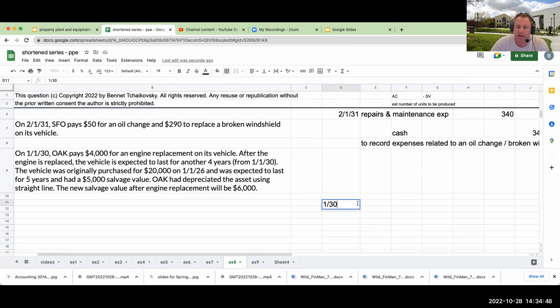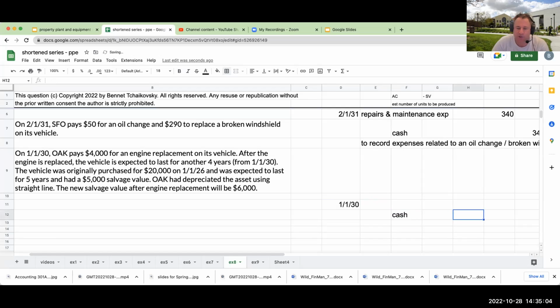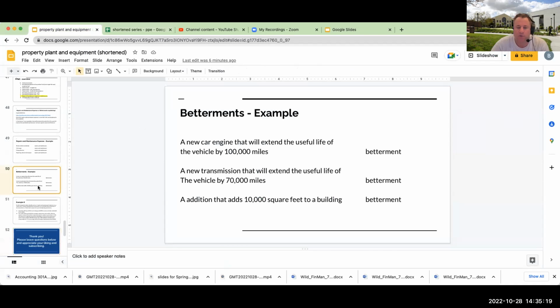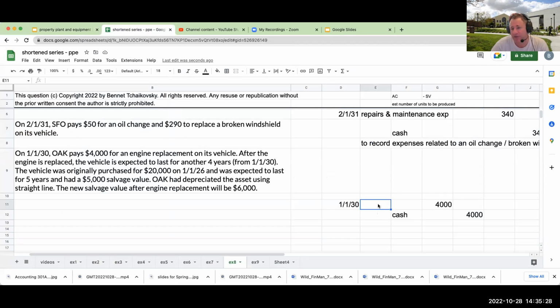I pay $4,000 for an engine replacement on the vehicle. Okay, now I know right off the bat, right, that when I look at this over here, I'm going to show cash going out of $4,000. Now, for this one over here, what do I want to do? Well, after the engine is replaced, the vehicle is expected to last another 4 years. So this basically falls into a betterment, right? It's going to last longer than it would have without the engine. So this one over here, I would say it's a betterment.